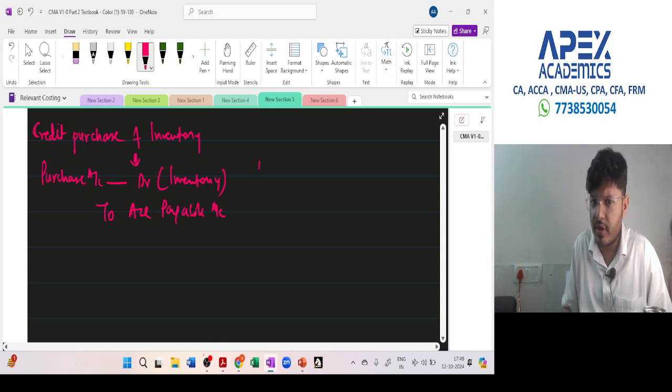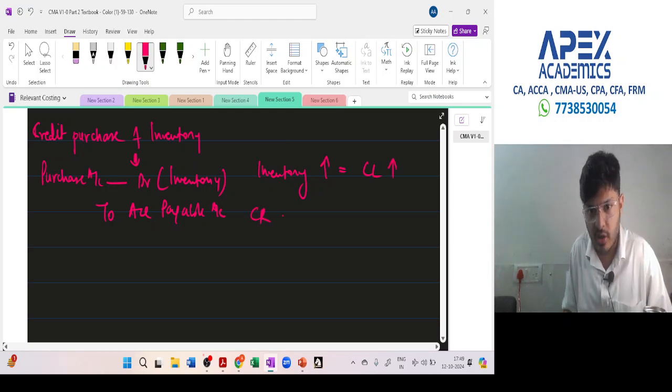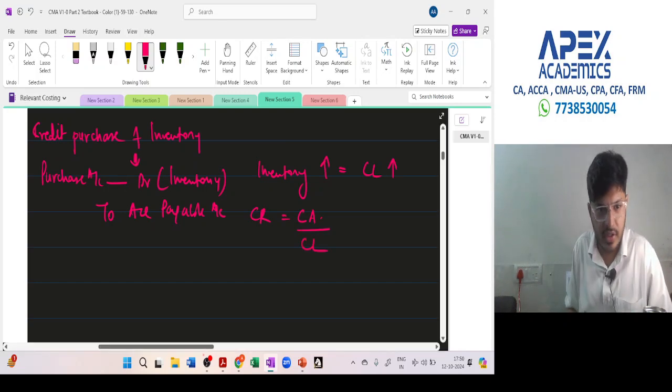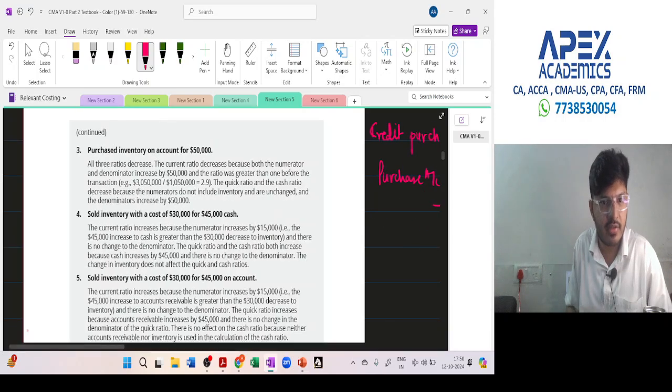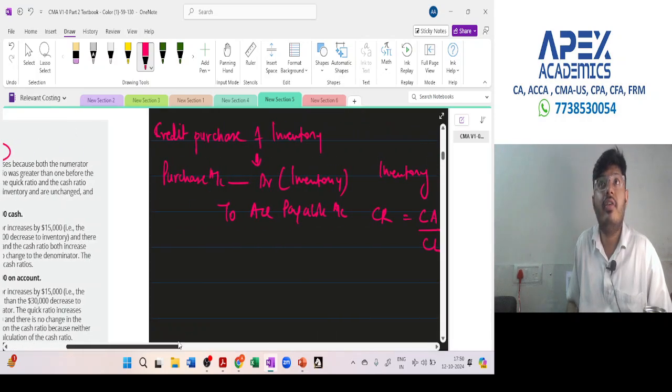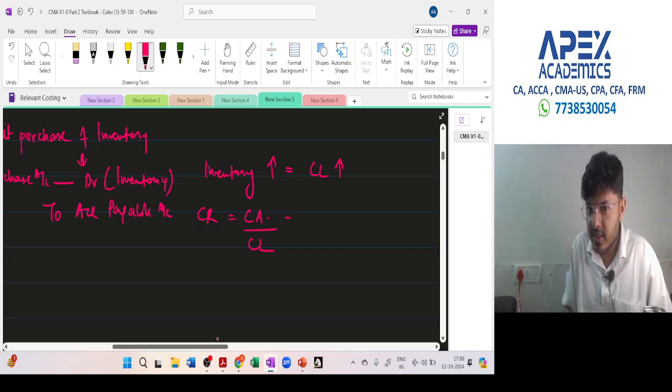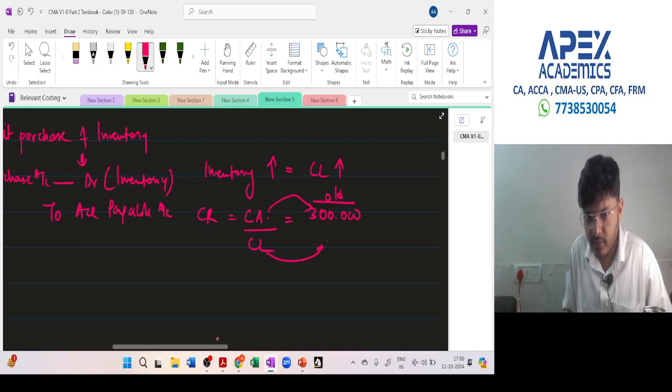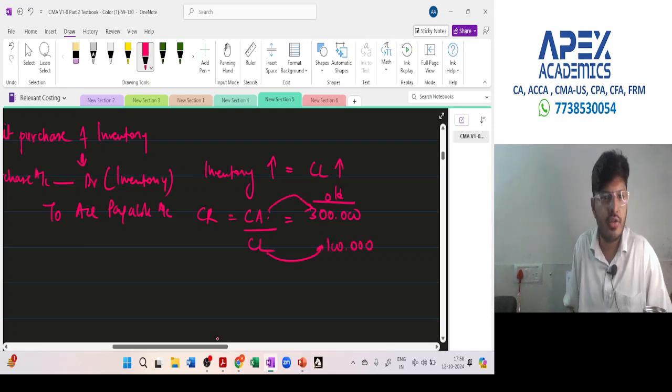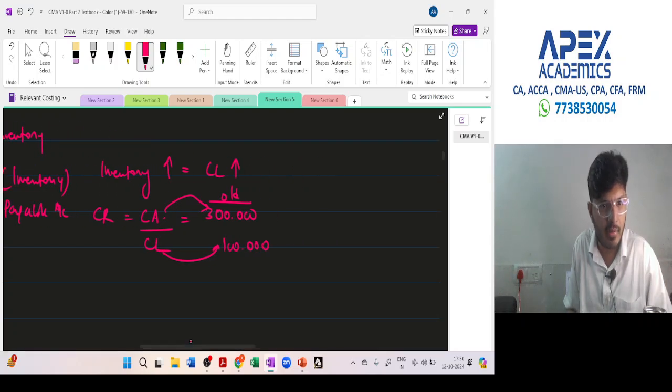Sir, here what has happened is my inventory has increased and that is equal to my current liabilities increase. Sir, please understand, when I talk about current ratio, it is equal to current assets upon current liabilities. Now how much is the transaction worth? 50,000. Sir, my old position of current assets was 3 lakhs and old position of current liabilities was how much? 1 lakh. Now, my dear friends, you are passing an entry for how much? 50,000.